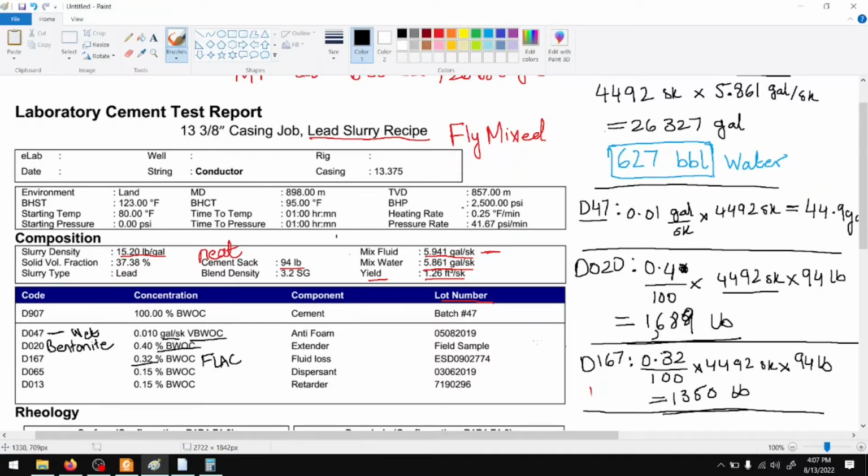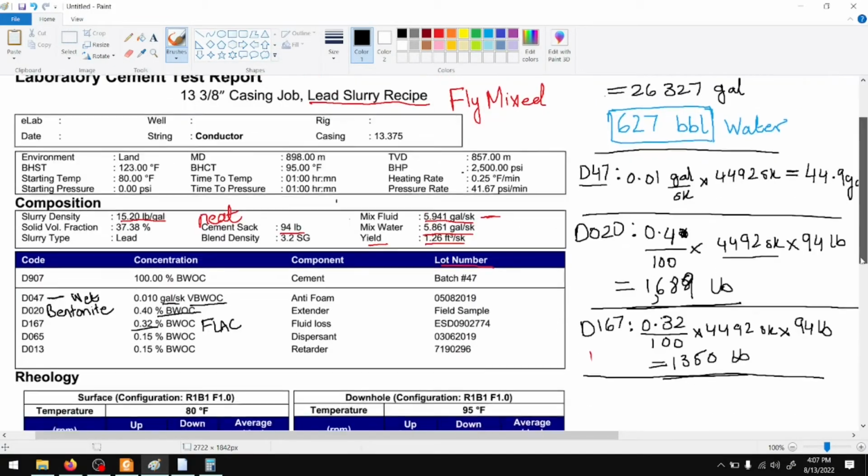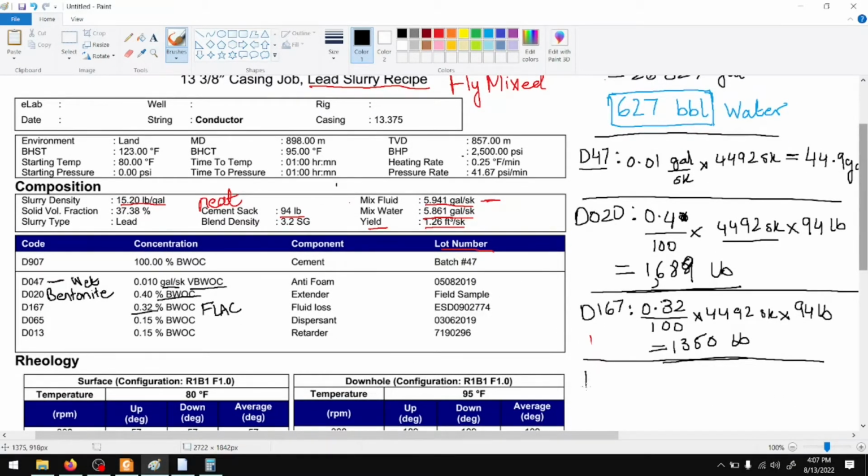And you would go on doing the same calculations for the other chemicals as well. For example, for D65, which is your dispersant, what you would do is 0.15, which is your concentration, divide that by 100, multiply that by your revised sacks of cement, and then multiply that by your sack weight, which is given over here. So you can go on with your dry chemicals this way. Just remember to divide your concentrations by 100 since they're given as a percentage, and since this is by weight of cement, you need to multiply by your sack weight, which is 94 pounds.